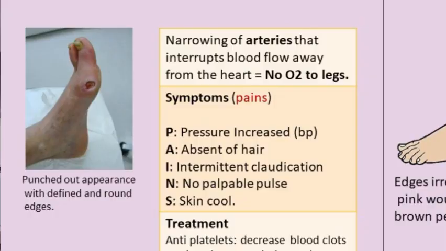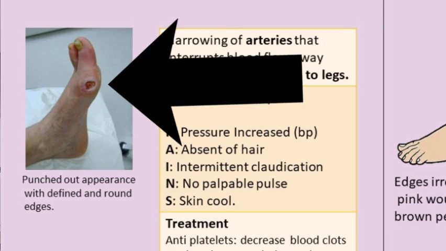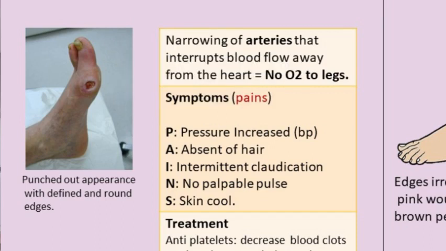Now, ulcers are often associated with peripheral arterial disease and venous disease. Now, there is a difference when you're looking at them. So when you're looking at peripheral arterial disease, these ulcers will look punched out and they'll be circles. So it has a punched out appearance with defined round edges, as you can see here in the picture.